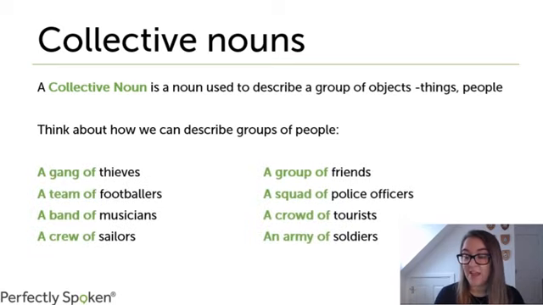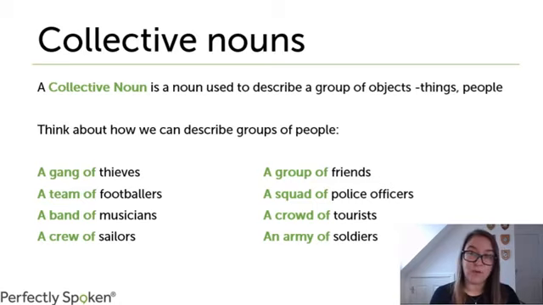Okay. Here are just some of the options you could have come up with. A gang of thieves, a team of footballers, a band of musicians, a crew of sailors, a group of friends, a squad of police officers, a crowd of tourists, an army of soldiers. Did you have any of these? Well done if you did, and also well done if you've come up with something different. As I said, these are just a few ideas.